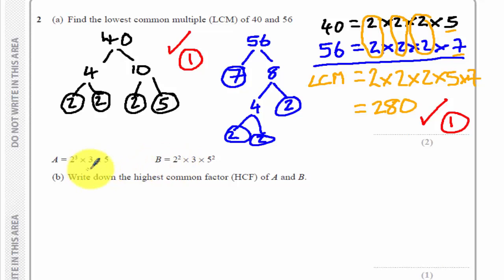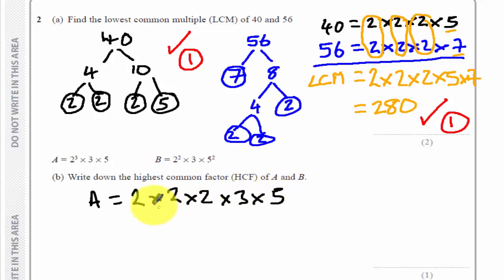I've got A and B written here in prime factor form. Write down the highest common factor of A and B. So they're in prime factor form. I'm just going to rewrite them in longhand, just to be a little bit easier to show what to do.